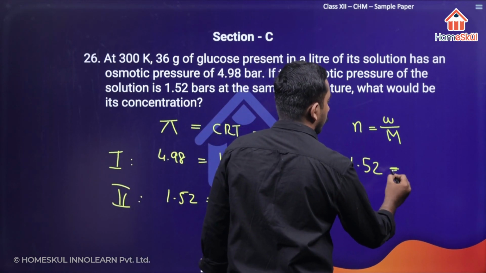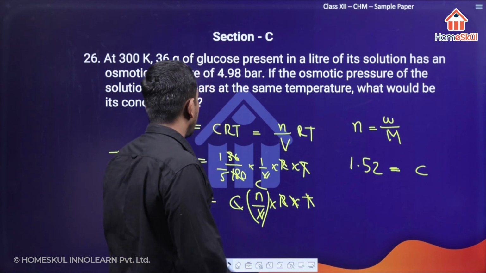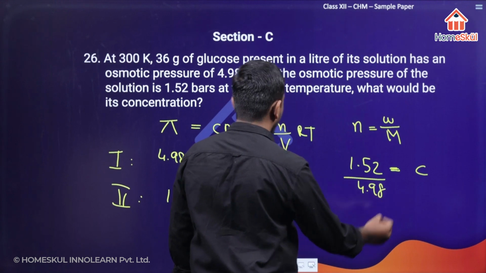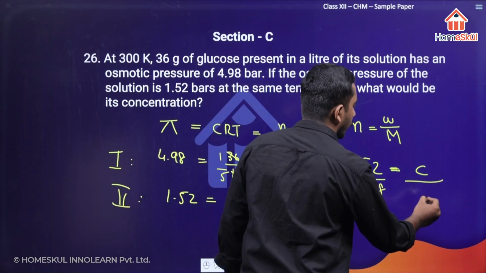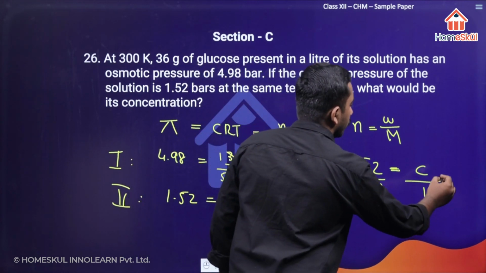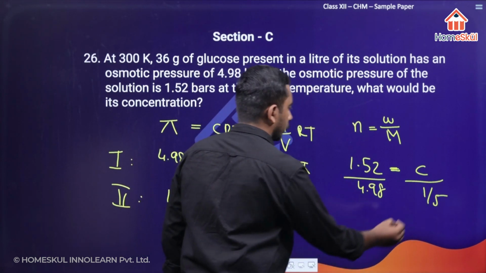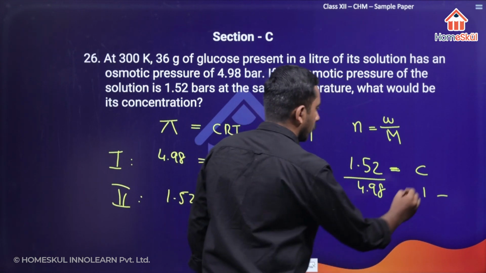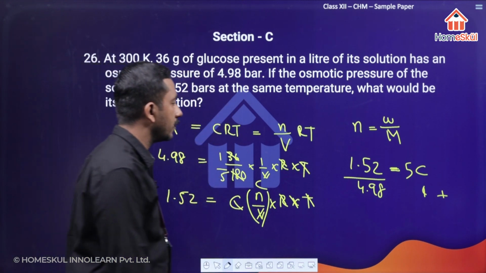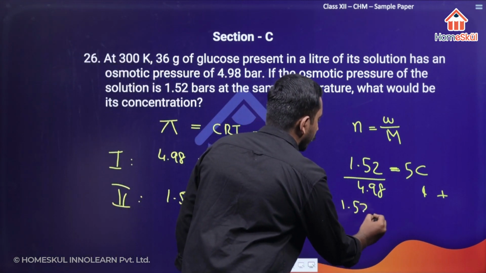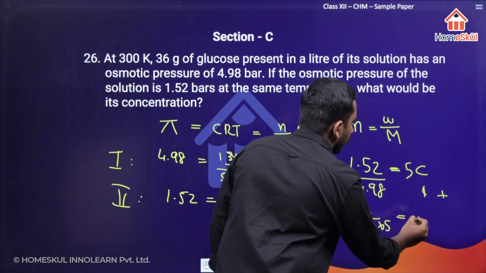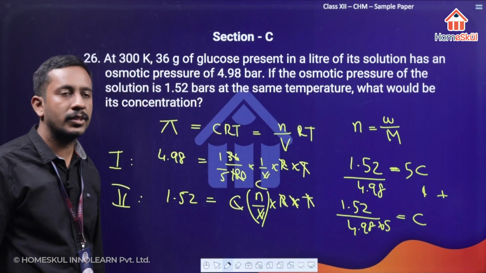1.52 is equal to the concentration that we require, and now I'm going to divide that by the first equation, that is 4.98 divided by 1 by 5. Right. So that will give you 5C. Right. So from this we can easily find the value of concentration, that is 1.52 divided by 4.98 into 5. That will give you the required concentration of the glucose that is present.